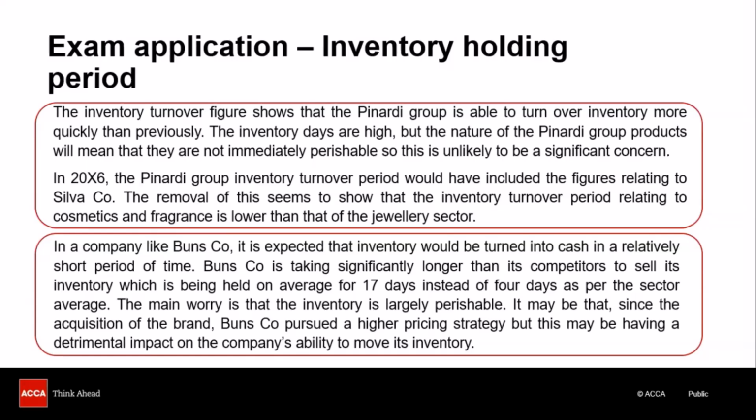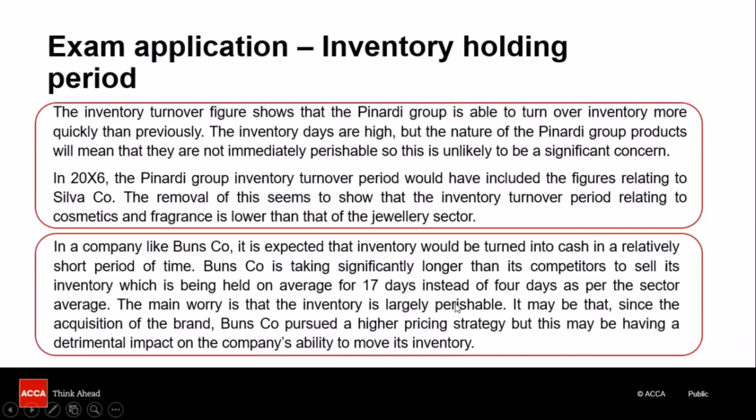Then another example from another past exam paper is Bun's company. In a company like Bun's company, it is expected that inventory would be turned into cash in a relatively short period of time. Bun's company is taking significantly longer than its competitors to sell its inventory. Because we are dealing with Bun's company, this was a company which was selling items which were quickly perishable. So over here, it is a very big concern because the inventory needs to be converted into cash immediately, and it is taking significantly longer than the competitors.